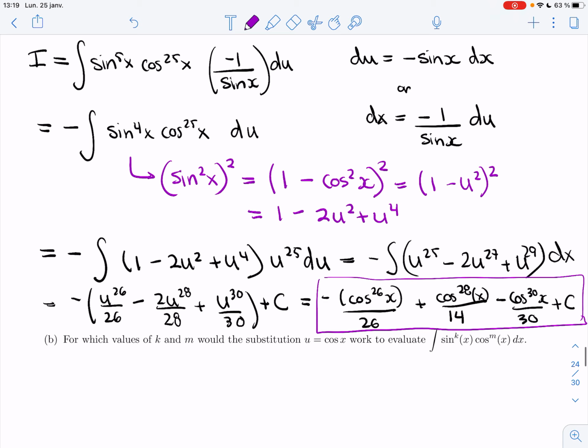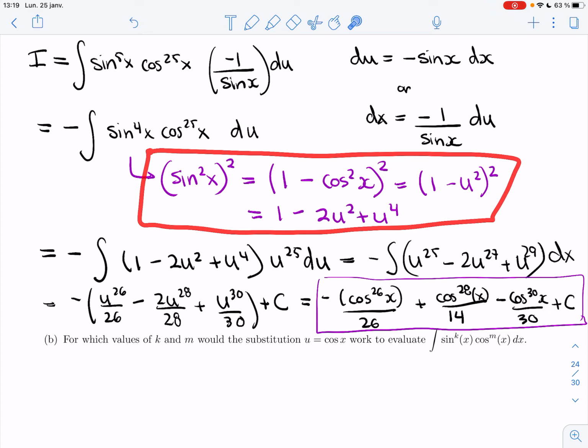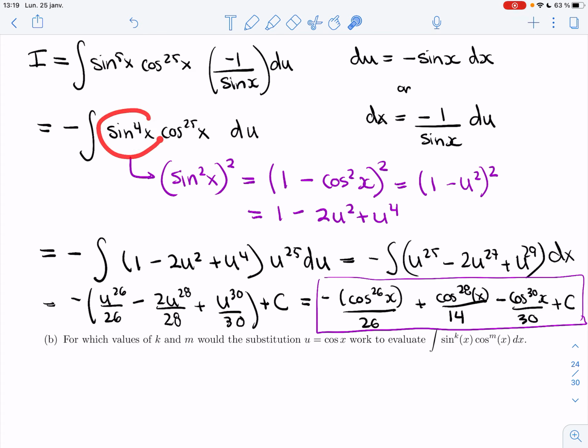All right, I want to know for which values of k and m this would work. This is the important part right here. This is when I needed to be able to write whatever power is left as a power of sine squared. So I need this here to be even.